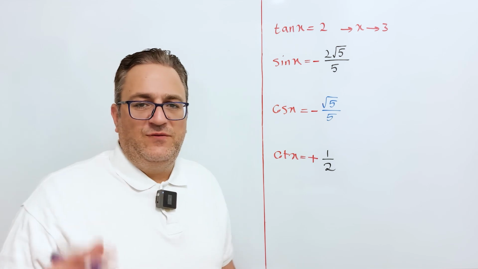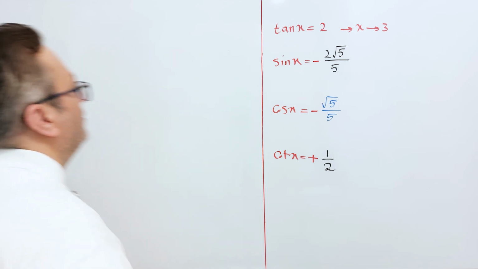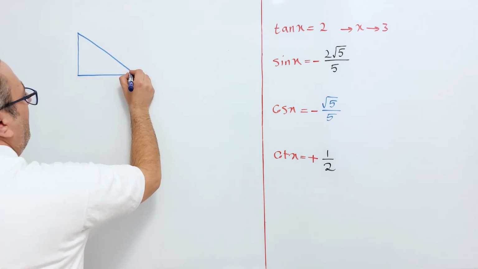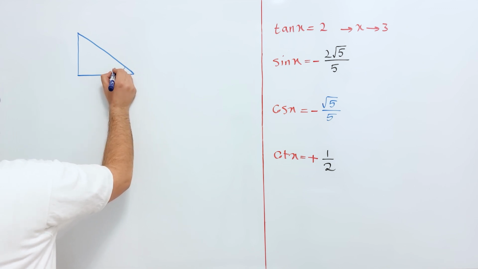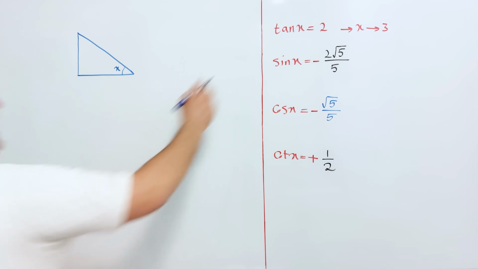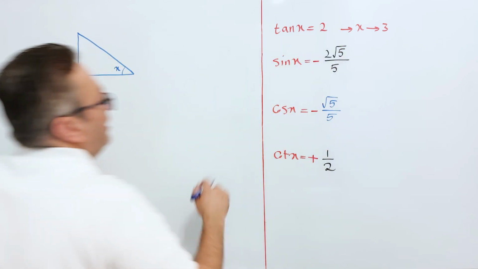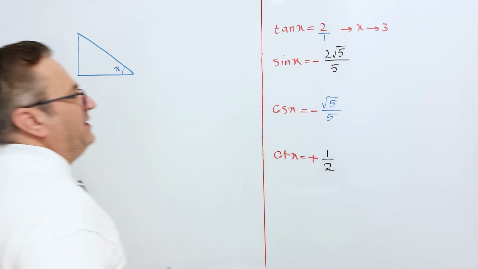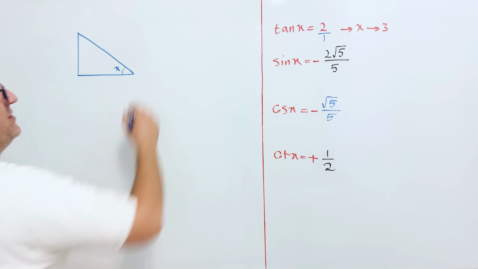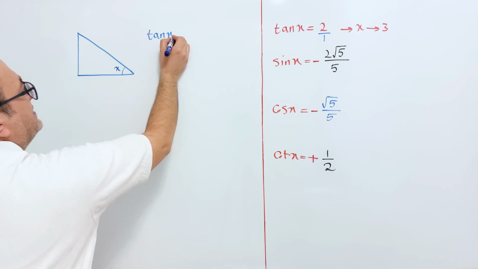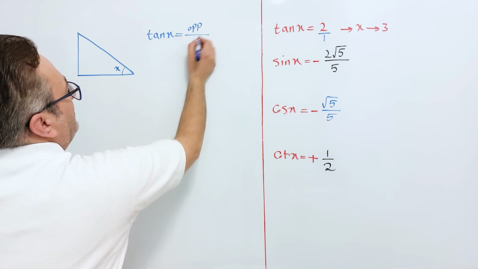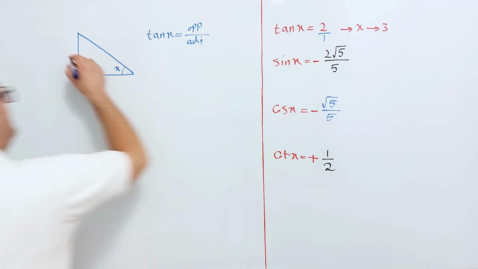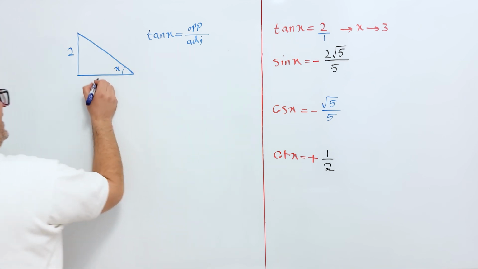Now the second method, which is the graphical method. Take a look at this right triangle, and if here is the angle x, so tangent x is equal to 2 over 1. Okay, so according to the definition, tangent x is equal to the opposite side divided by the adjacent side. So the opposite side is 2 and the adjacent side is 1.